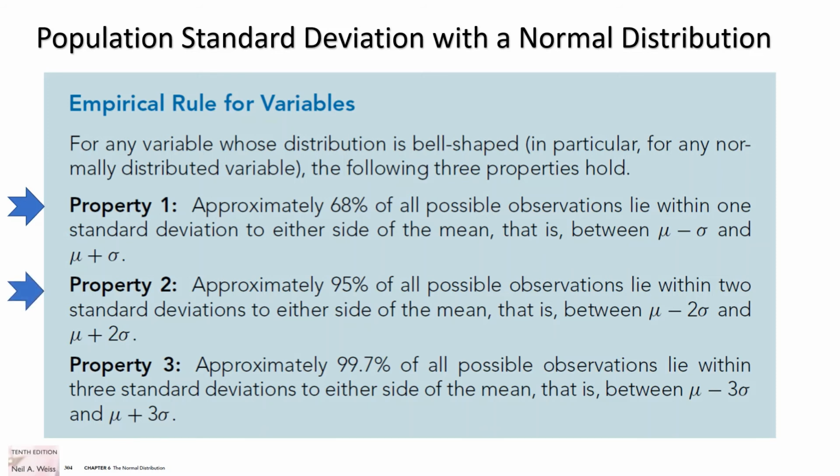Approximately 95% of all possible observations lie within 2 standard deviations to either side of the population mean. That is between population mean minus 2 multiplied by sigma and population mean plus 2 multiplied by sigma.